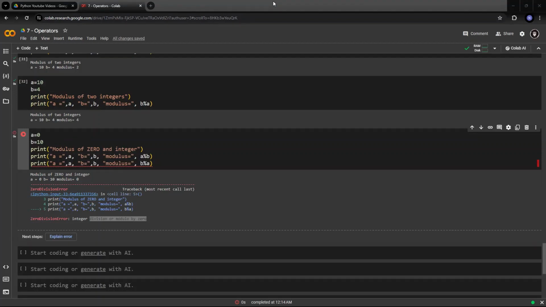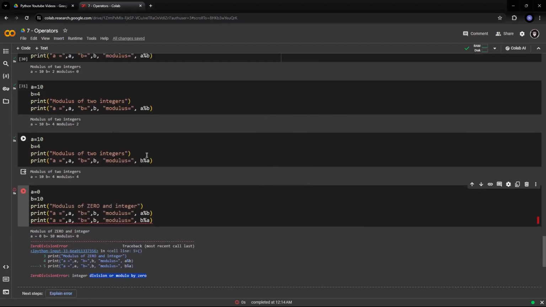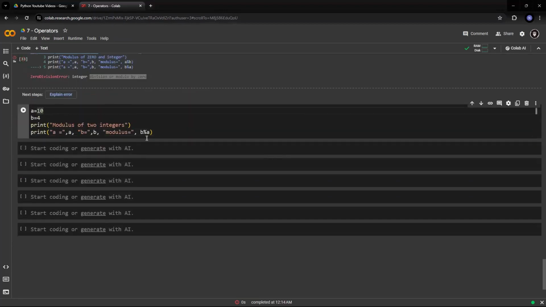Let's try it with a float, in various ways and various formats first. So if I have A as 10 and B as 2.5, which is modulus of integer and float.